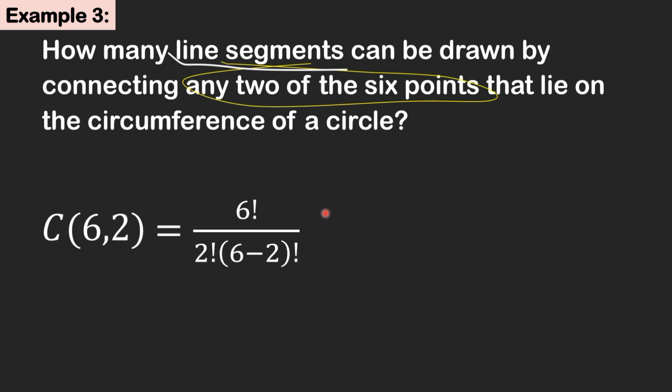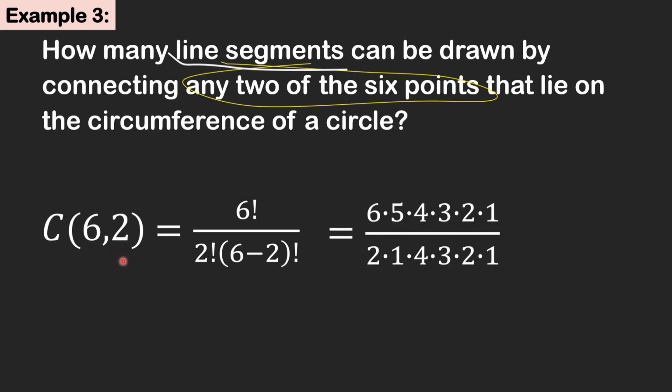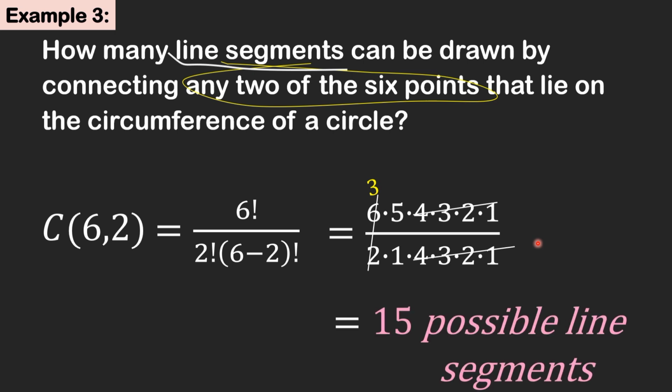The combination of 6 points taken 2 at a time is equal to 6 factorial over 2 factorial times the quantity of 6 minus 2 factorial. Expand, cancelling out to simplify. Therefore, the total number of line segments that can be drawn is 15.